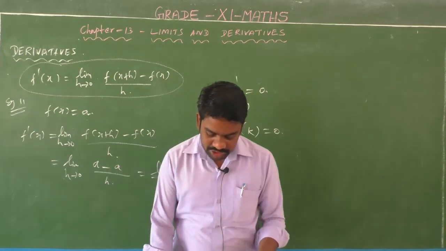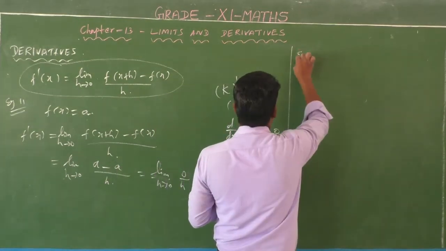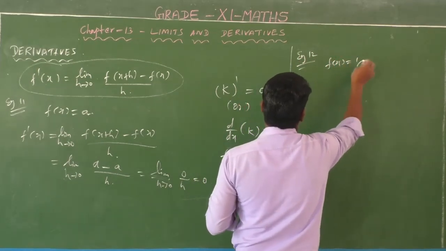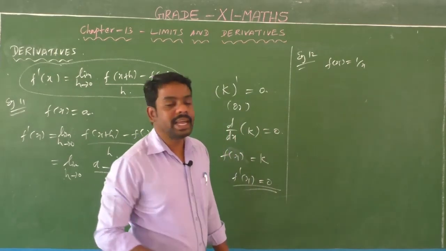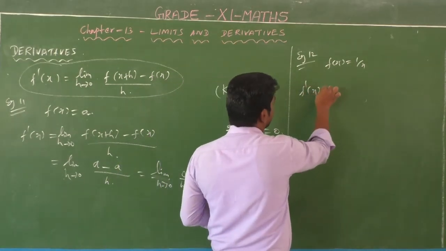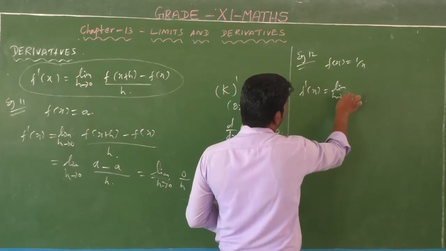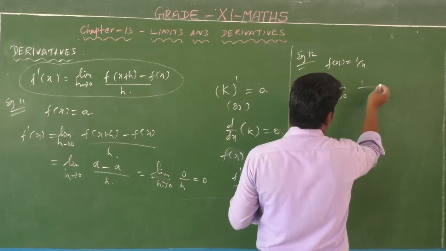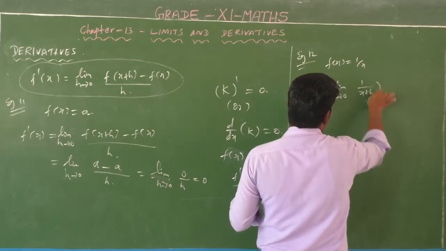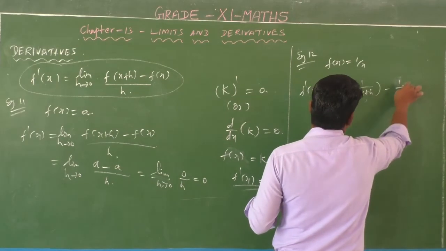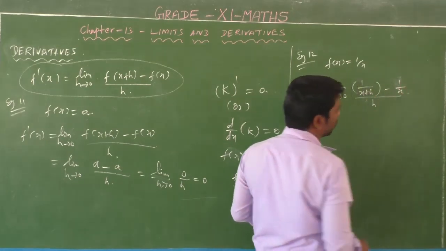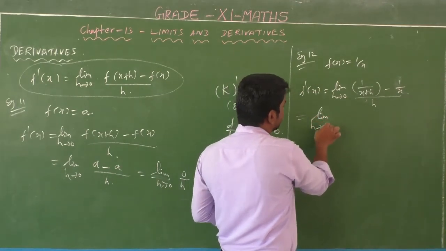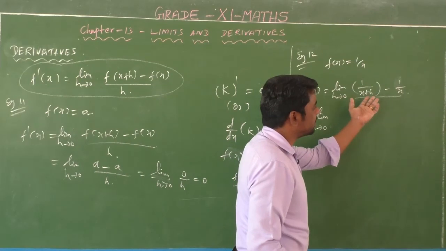Next, example number 12. The function is f of x is equal to 1 by x. So find the derivative of this function f of x equal to 1 by x. So f dash of x is equal to limit h tends to 0 of f of x plus h minus f of x divided by h. Here 1 by x is replaced by 1 by x plus h, minus 1 by x, whole divided by h. So simplify: limit h tends to 0 of 1 by x plus h minus 1 by x.